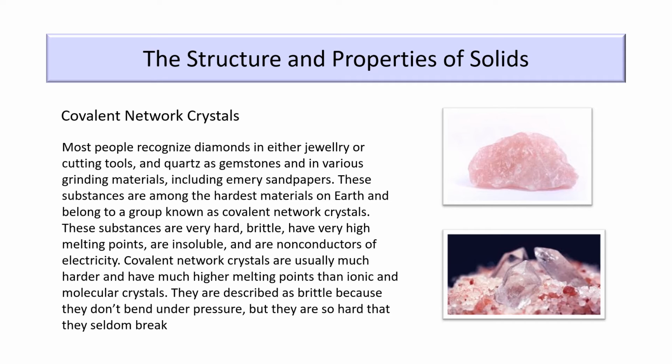These substances are very hard, brittle, have very high melting points, are insoluble and are non-conductors of electricity. Covalent network crystals are usually much harder and have a much higher melting point than ionic and molecular crystals. They are described as brittle because they don't bend under pressure, but they are so hard that they sometimes break.